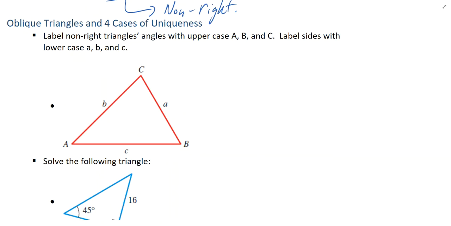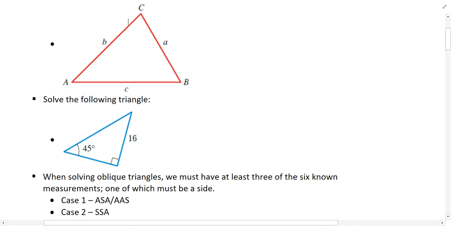As a point of note, when we label non-right triangles, we tend to use capital letters A, B, and C to represent angle measures, and lowercase letters a, b, and c representing side lengths. And since there is no 90-degree angle, there's no need to specifically label angle C as the 90-degree angle. So C can be any angle measure in a problem.